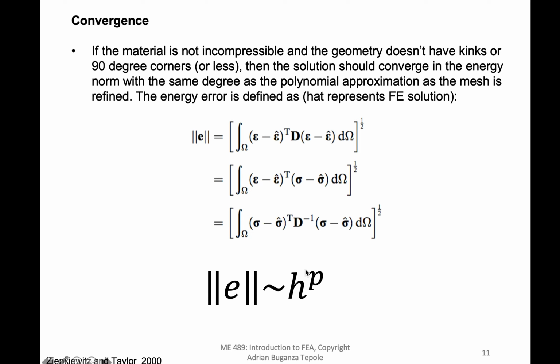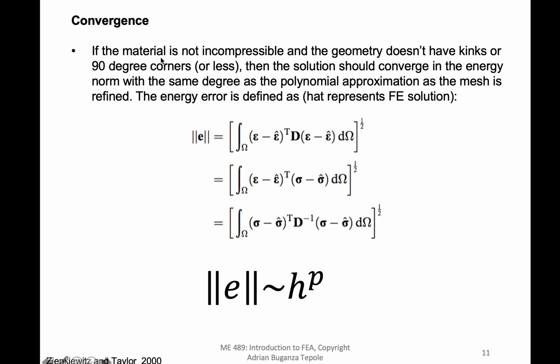Alright, for this part of the video I want to talk a little bit about convergence. The basic notion here is that as you reduce the element size, or as you refine your mesh, you should get more accurate solutions. And what is the order of convergence? How is the error going to scale as you refine your mesh? This is important, and it's also important to know when this is not going to work.